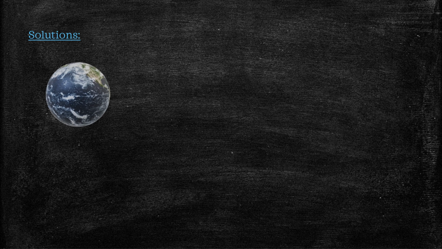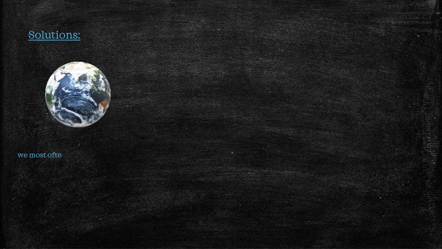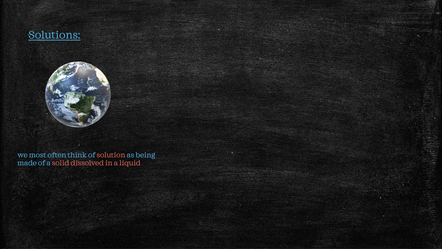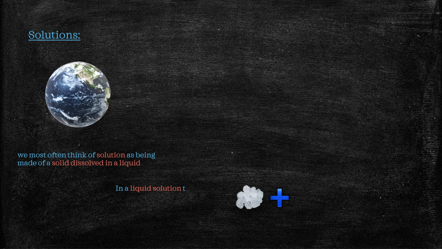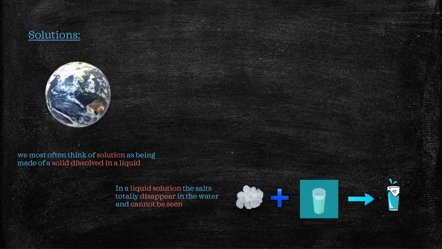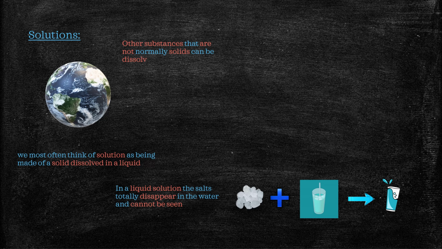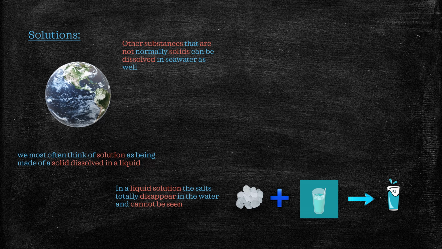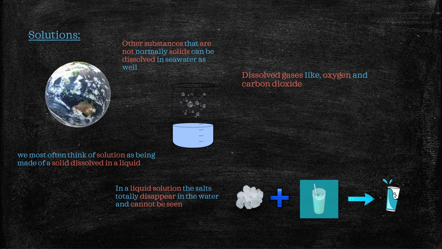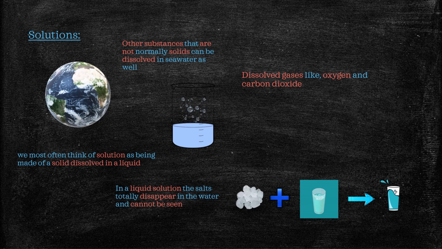2/3 of Earth's surface is covered by a solution of various salts dissolved in water. We most often think of a solution as being made of a solid dissolved in liquid. What you should know is that in a liquid solution, the salts totally disappear in the water and cannot be seen. However, other substances that are normally not solids can be dissolved in seawater as well. For example, the dissolved gases like oxygen and carbon dioxide, they are even more important for life to exist in the ocean than anything else.